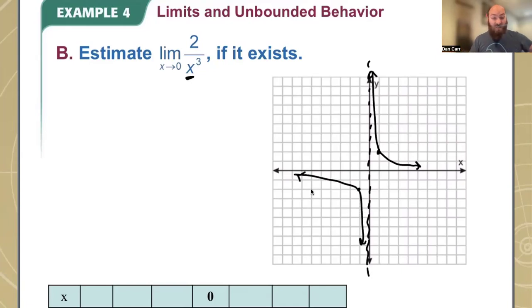In order for a limit to exist, it has to be approaching the same thing from both the left-hand and right-hand sides here. In this case, as I approach from the left-hand side, I'm going way, way down to a negative infinity. If I go from the right-hand side, it's going way up to a positive infinity. So what we have to say here is that we are not approaching the same thing from both directions. So the limit of 2 over x cubed does not exist here.